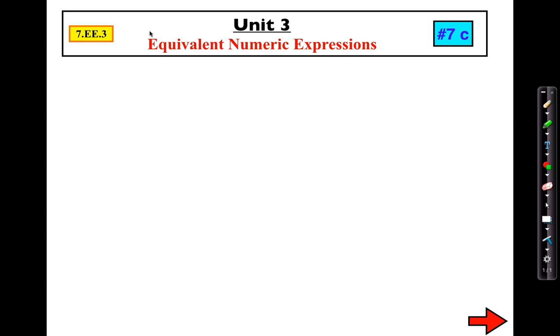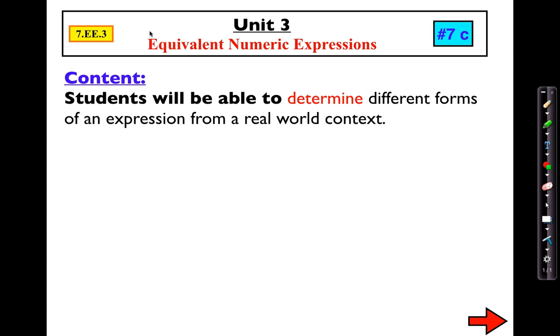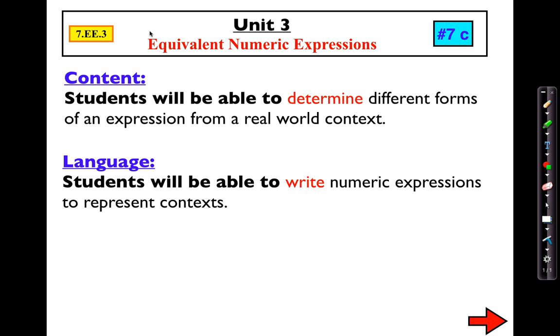Welcome back. Today we're going to be talking about equivalent numerical expressions. Our content objective is students will be able to determine different forms of an expression from a real-world context. Our language objective is students will be able to write numerical expressions to represent context.